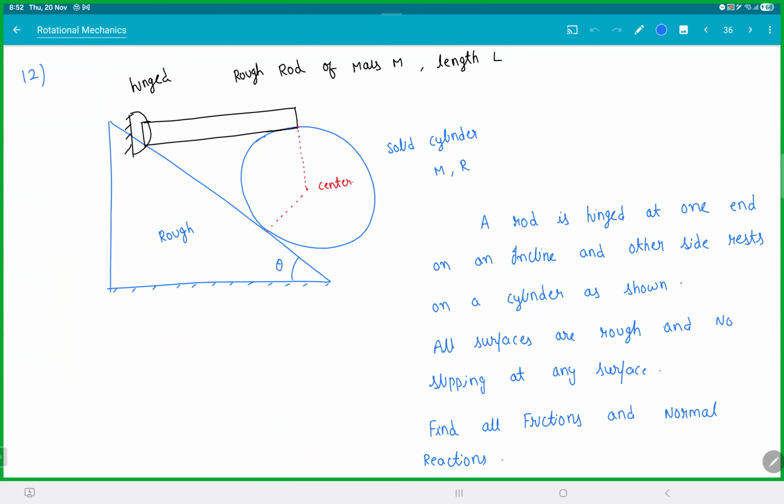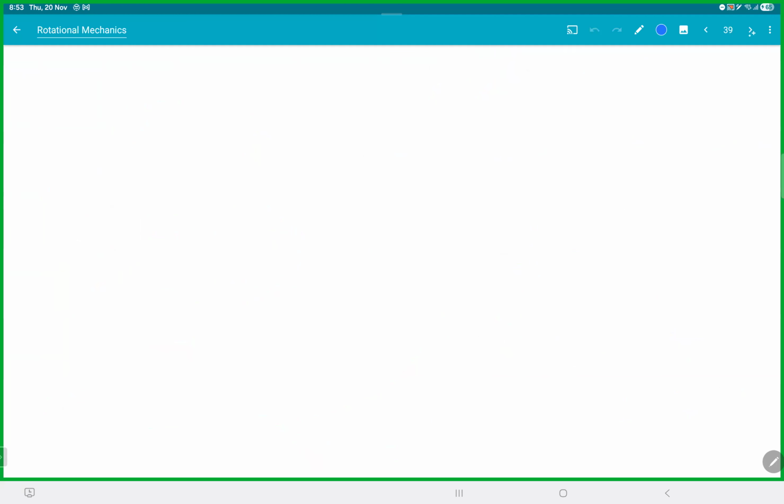There was a rod on top of a cylinder, and the cylinder is on an incline. The whole system was at rest. Find all the normal reactions and all the frictions. That was the question. You can try later on. Clear? So that's a little bit about equilibrium, and then going ahead, we have toppling.